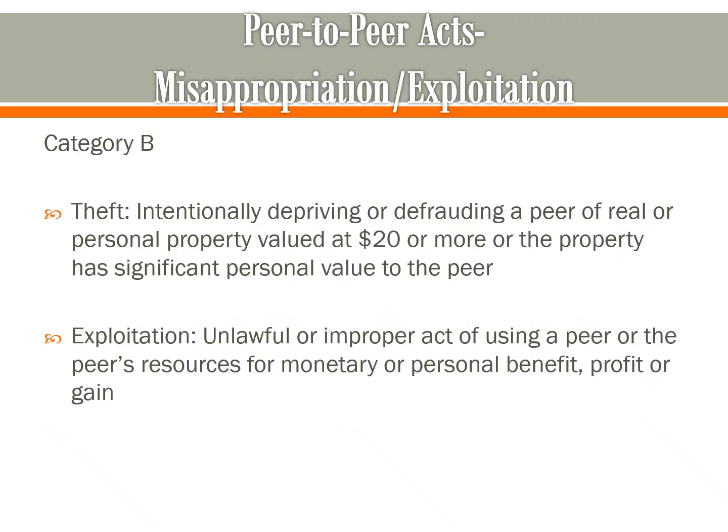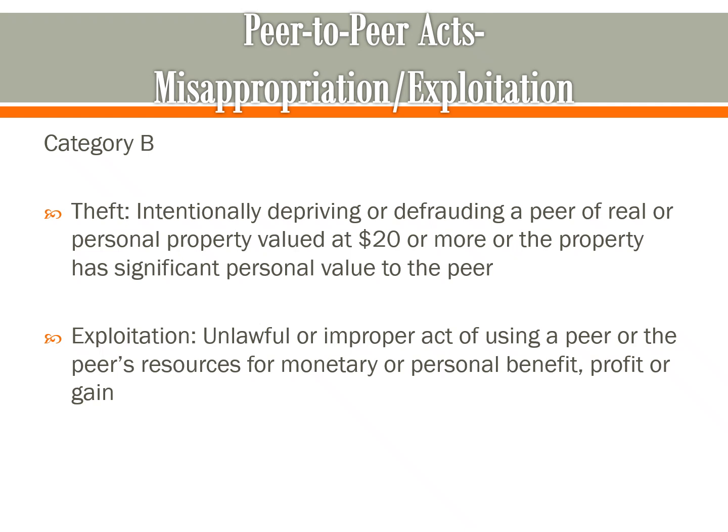Next is peer-to-peer misappropriation or theft and exploitation. Theft is when an individual takes money or property from another individual. Unlike misappropriation as discussed in category A, in peer-to-peer, the value needs to be $20 or more, or the property has to have significant personal value to the individual whose property was stolen. So, for example, an individual received a ring from their mother, but it was from a bubblegum machine. The ring is not valued at $20, but it has a sentimental value because the ring was given to the individual by their mother. The individual is very upset as this was the last thing mom gave them, as mom is deceased.